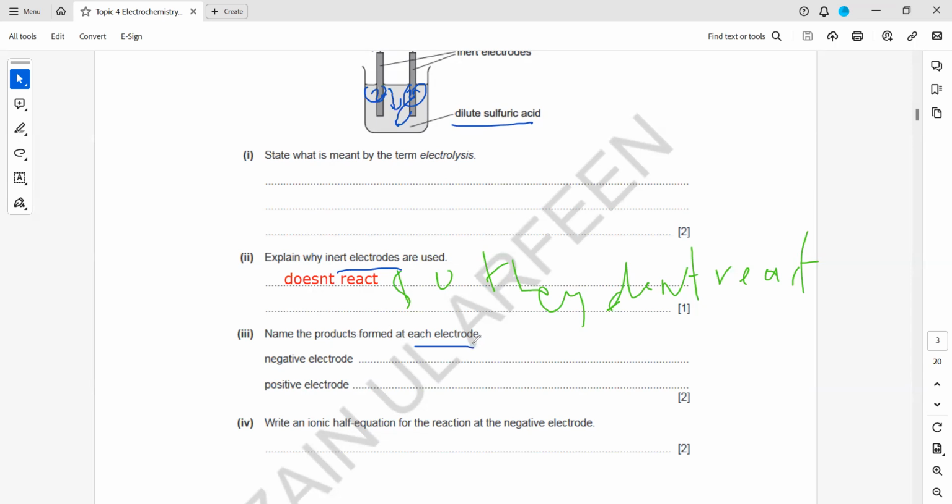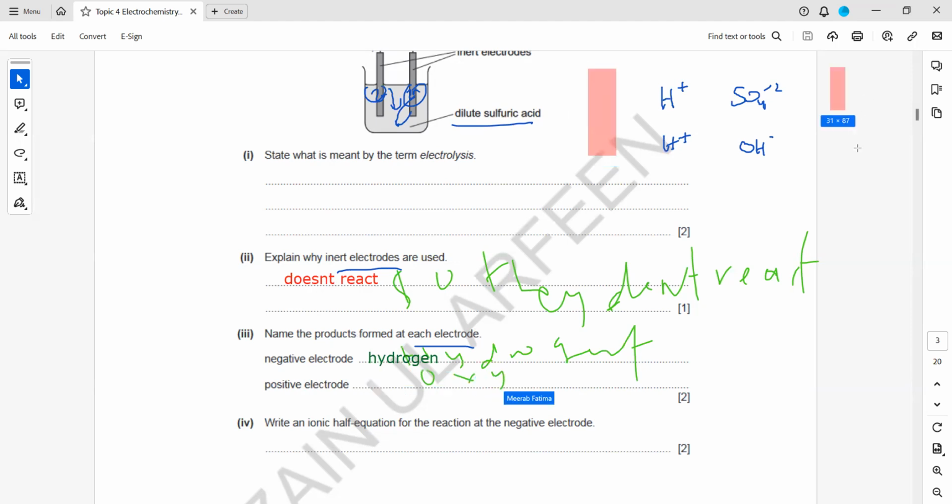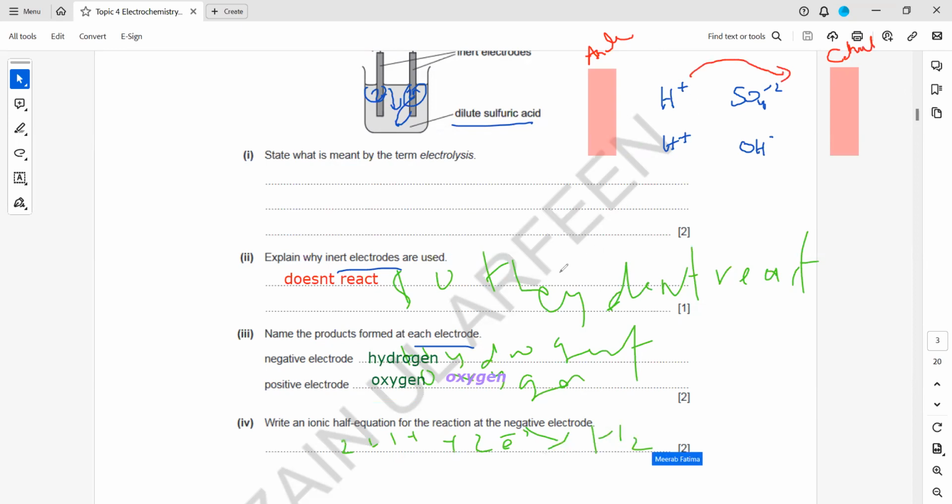Name the product formed at each electrode. So when we are doing the electrolysis of sulfuric acid, we have hydrogen ions, sulfate ions, and hydroxide ions. So the electrodes, we have anode and cathode. This is an anode, the positive terminal, and this one is a cathode. Hydrogen ions will move towards the cathode. So at the cathode, or negative electrode, we get hydrogen.